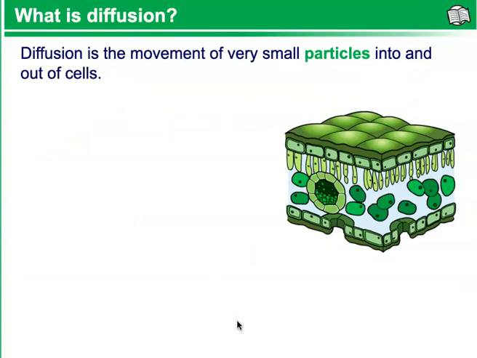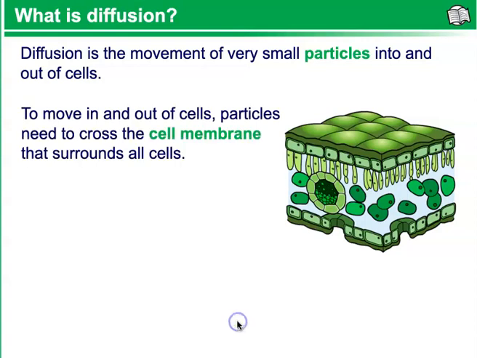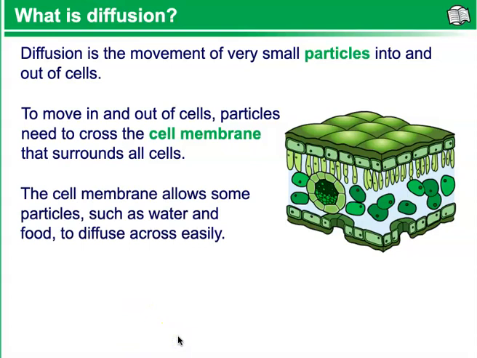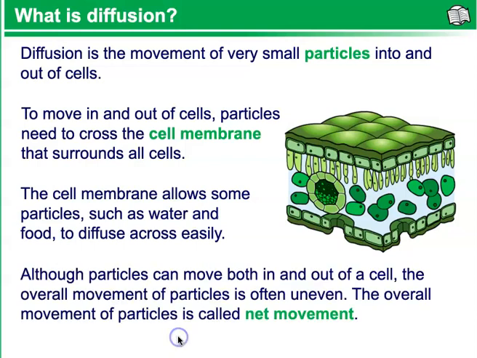Diffusion is the movement of very small particles into and out of cells. To move in and out of cells, particles need to cross the cell's membrane. The cell membrane allows some particles, such as water and food, to diffuse easily across it. Although particles can move both in and out of a cell, the overall movement of particles is often uneven. The overall movement of particles is called net movement.